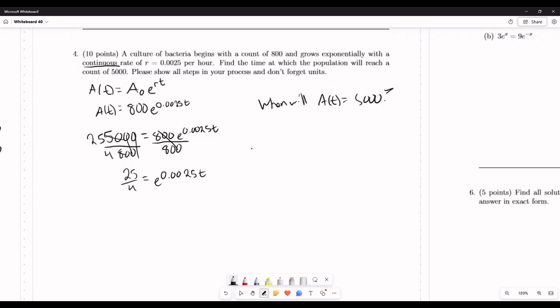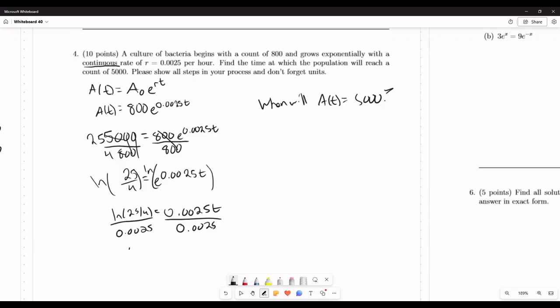And to cancel out this exponentiation, this e to the power, I want to take the natural log of both sides, because natural log is the inverse of e to the x, or e to the t. So we get natural log of 25 over 4 equals 0.0025t. And then all I need to do is divide by the 0.0025, and we're golden. So that's what we get.